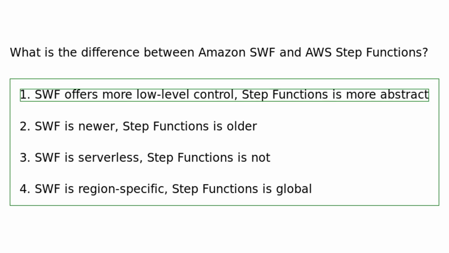Amazon SWF provides more low-level control over workflow execution, while AWS Step Functions offers a more abstract, state machine-based approach. SWF is better for complex, long-running workflows.